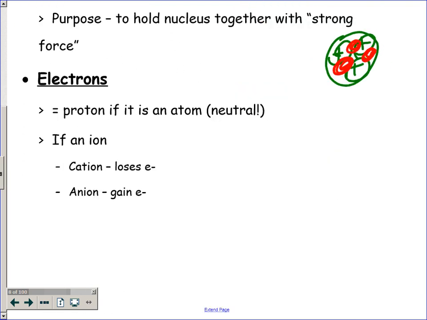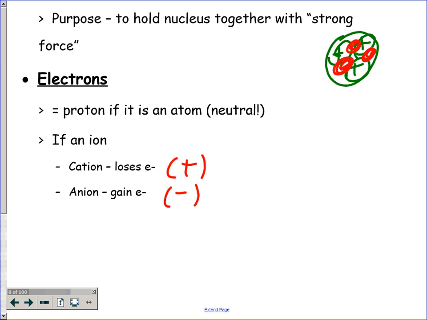What's the name of an ion that loses electrons? Cation. And then gaining electrons? Anion. Because cats are positive. I said that in honors chem, nobody got it. I was like, you guys are a joke. Okay. All right, ready? Moving on.